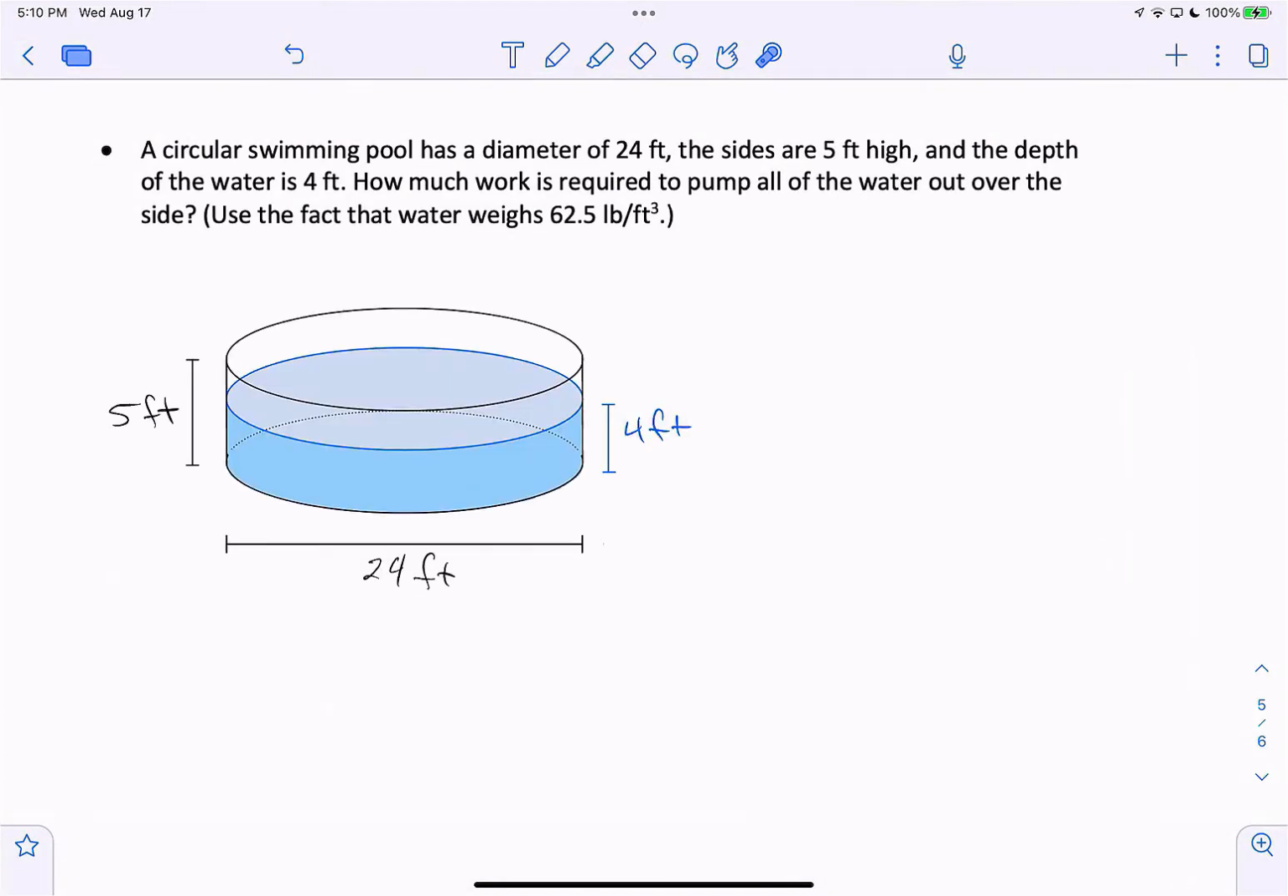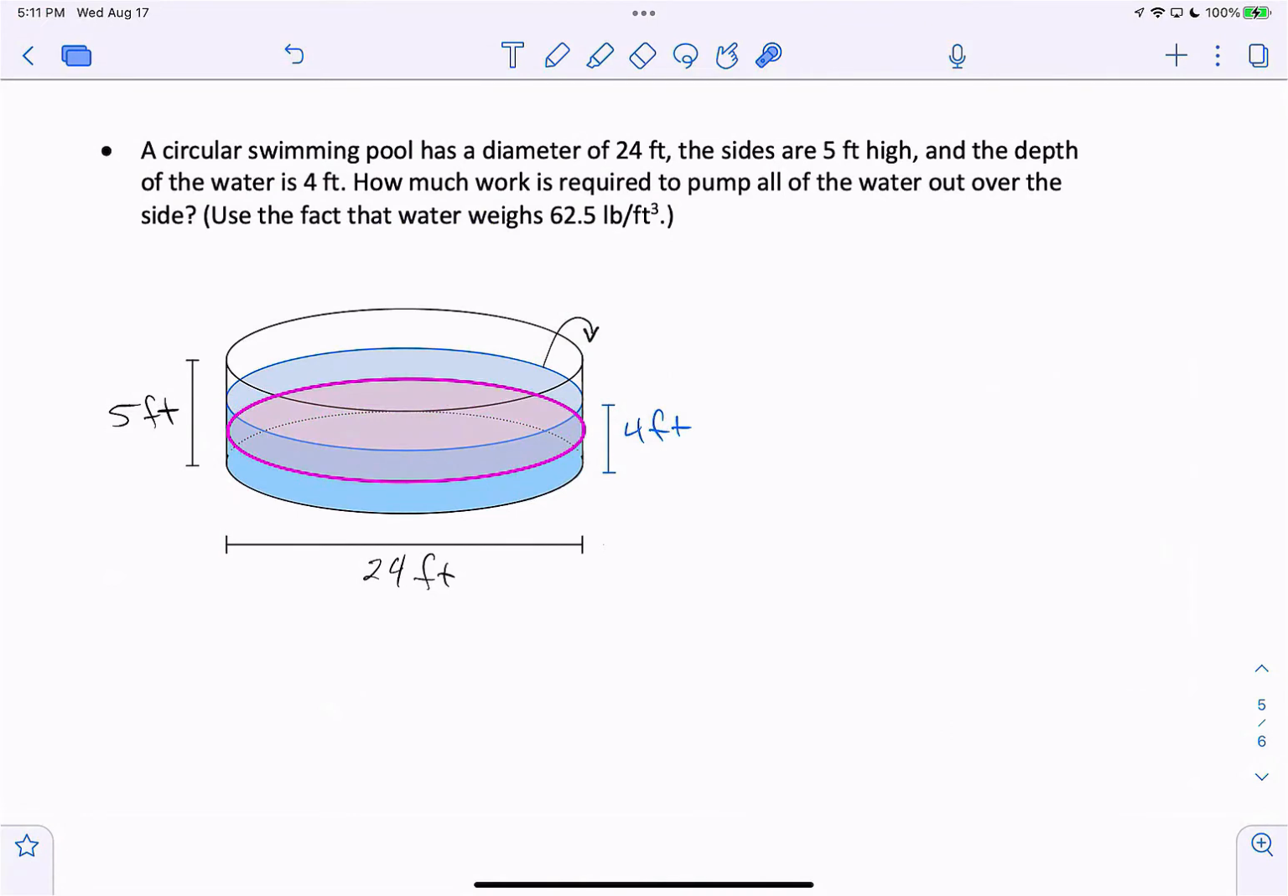Well, here's our pool, and this is going to take a little bit of thought. If I'm going to pump this water out over the side, a way to think about what is happening is that we're taking just the top layer of water and removing it over the side. And if I remove layer after layer after layer, then the size of the layers in this case isn't changing. It's based on the area of a circle. But the distance that the layer is moving changes.